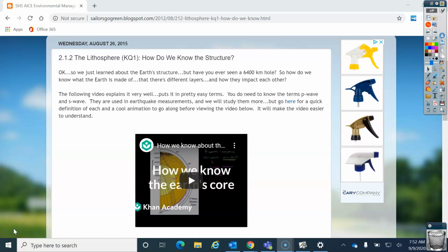All right, so here we are in section 2.1.2 of the lithosphere. Key question one: how do we know the structure of the Earth? We looked at the structure of the Earth in the activity. We also looked at it in the last section. What we want to know now, though, is how do we know that the Earth is broken up into those layers? How do people discover this?